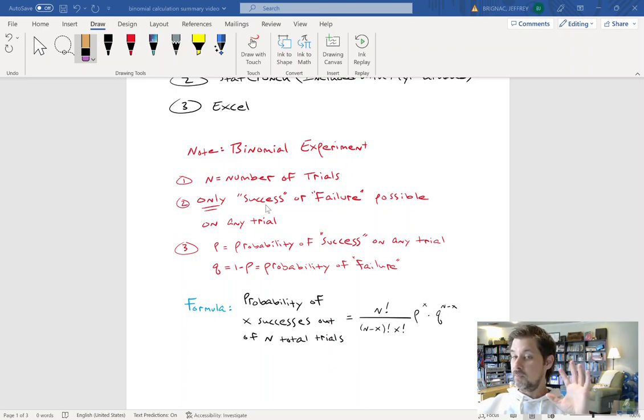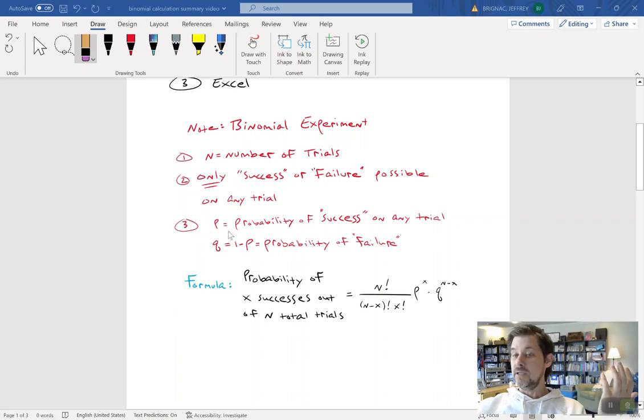Two, there's only two possible outcomes on any one trial. You could say yes or no, or it's more typical in a binomial experiment to say that the only two possible outcomes on any trial are success or failure. But you can call it whatever you want, there's just two possible outcomes on any trial. Yes or no, success or failure, up and down, whatever you want it to be. Okay. And third thing is p will be the probability of success, whatever you're calling success on any trial. That's p. And q will be the probability of failure, and q is 1 take away p.